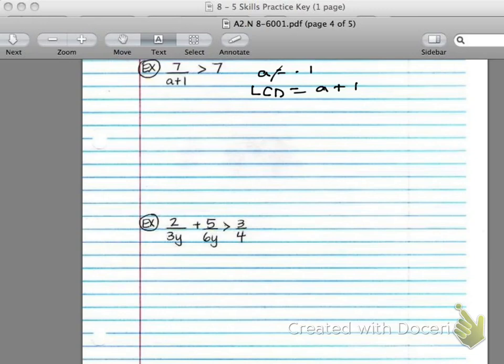Okay, now let's go ahead and solve. So when I solve this, what's going to happen? The a plus 1 is going to cancel out, leaving me with 7 is greater than, on the other side, 7 times a plus 1. Okay, we skipped steps there, but everybody understand where we got it from.